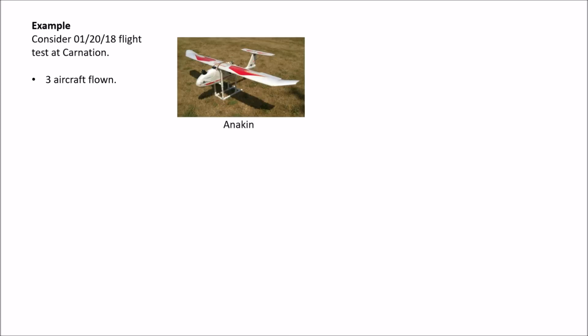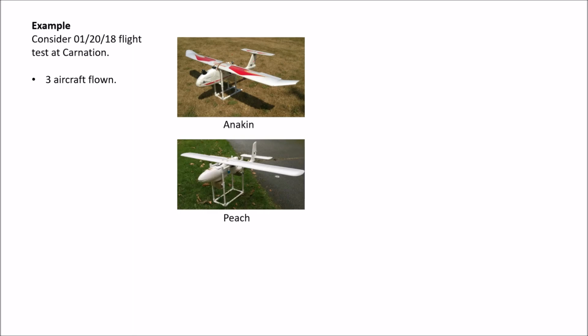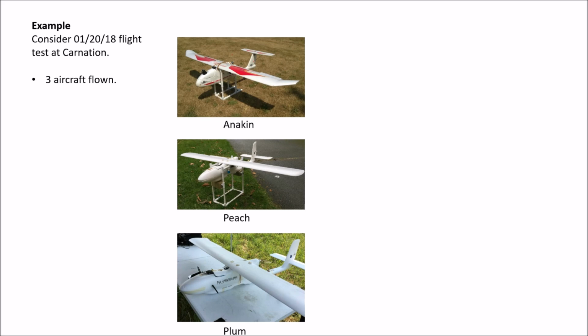So, I like to use concrete examples, so let's consider a flight test that was conducted on January 20th of 2018 at our flight test facility in Carnation to illustrate the type of data and file structure that are needed to support a flight test. During this flight test, we had three aircraft that were flown. The first was Anakin, which is a Skywalker 1900. The next was Peach, which is a fin-wing Sabre. And the last vehicle that was flown was Plum, which is another fin-wing Sabre.